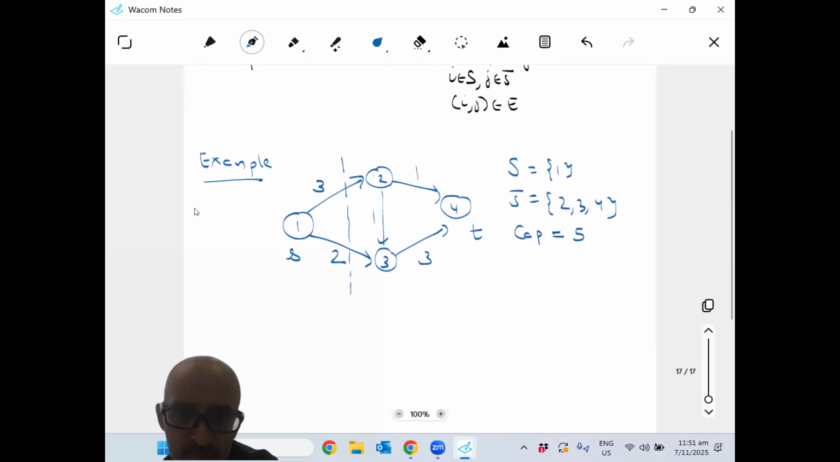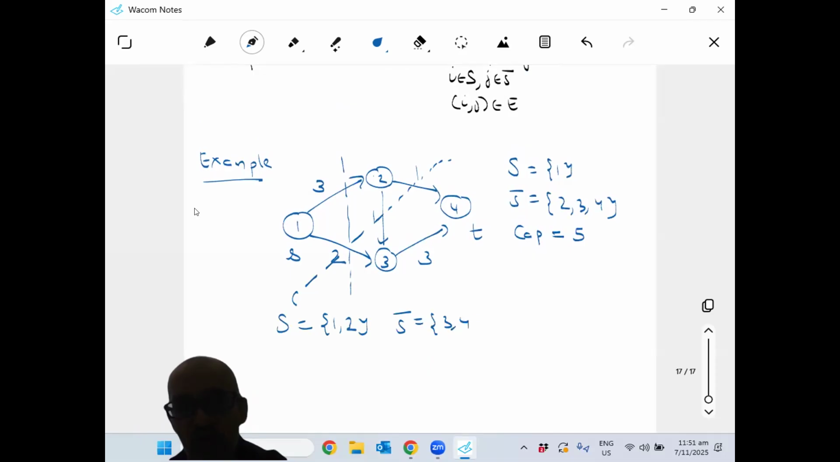Here's another cut. Let's take this cut. This cut has node set S as 1 and 2, and S bar is 3 and 4. The capacity is 2 going this way, 1 going this way, 1 going this way. So 2 plus 1 plus 2 plus 1, which is 4.